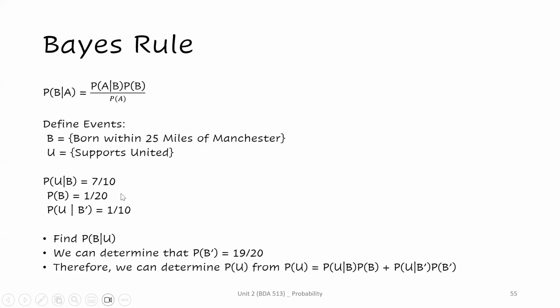Right? Okay. Do you understand how we've converted everything and put it into its proper place in terms of the probabilities? Okay, and then the conditional probability. We want to find the probability that somebody is born within 25 miles and supports United.